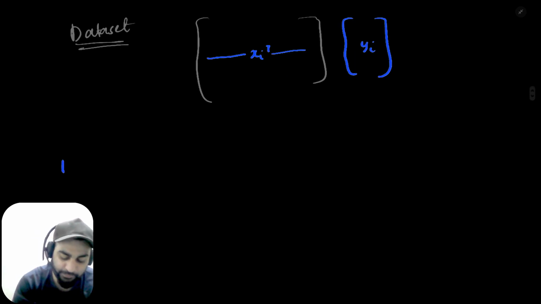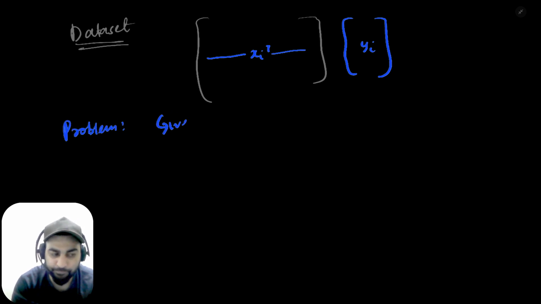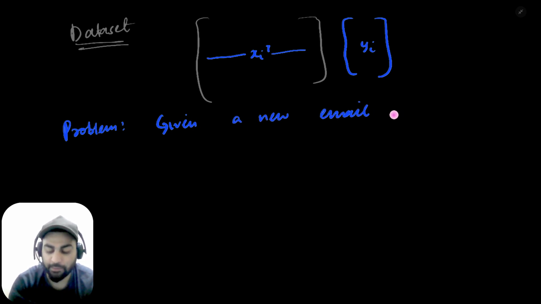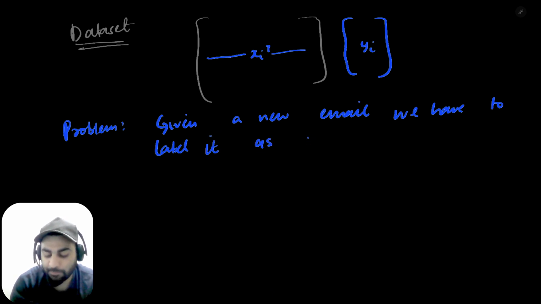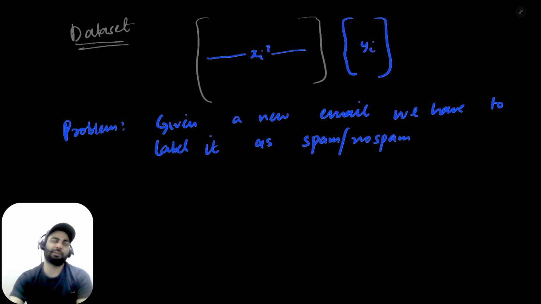So the problem is, given a new email, we have to label it as spam or no spam. That is the job, because even when you receive mails on Gmail, some emails will directly go to the spam folder, because that email might have contents based on which it is saying it's a spam email. That's the problem we are given.